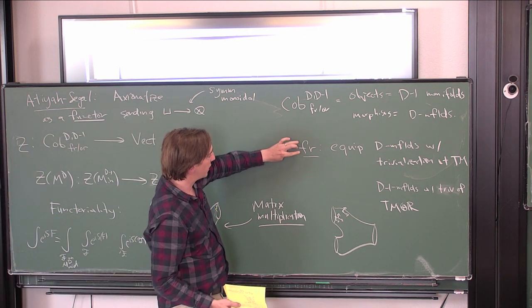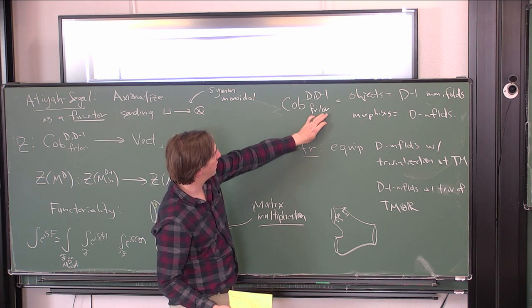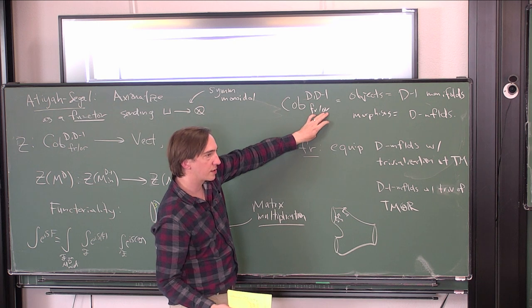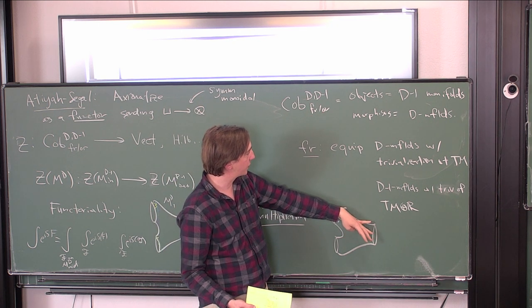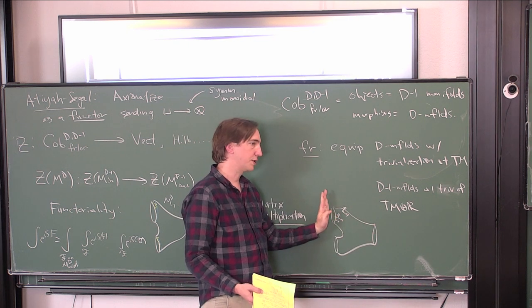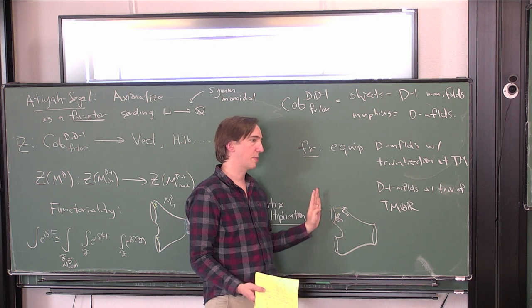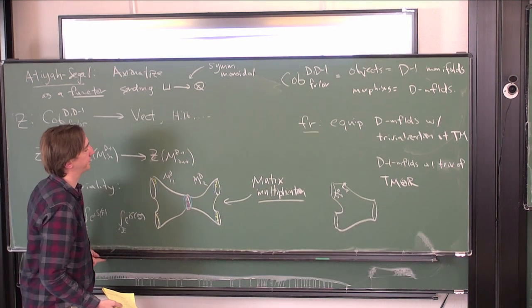This is a very useful device mathematically. Probably more common for applications would be just an oriented theory. So then we would just ask that, for instance, the top dimensional manifolds are oriented. The ones on the boundary are also oriented, and the orientations are compatible. So it's a simpler notion.